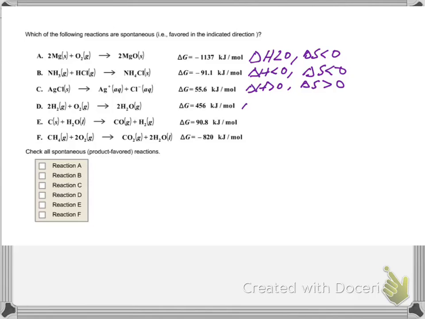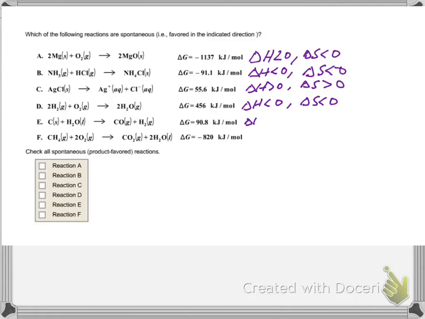Here we have the combustion of hydrogen, AA bonds in the reactants. That's definitely going to be exothermic. 3 gas particles making 2, delta S less than 0. Here we have AA bonds in both cases, so we use secondary considerations.